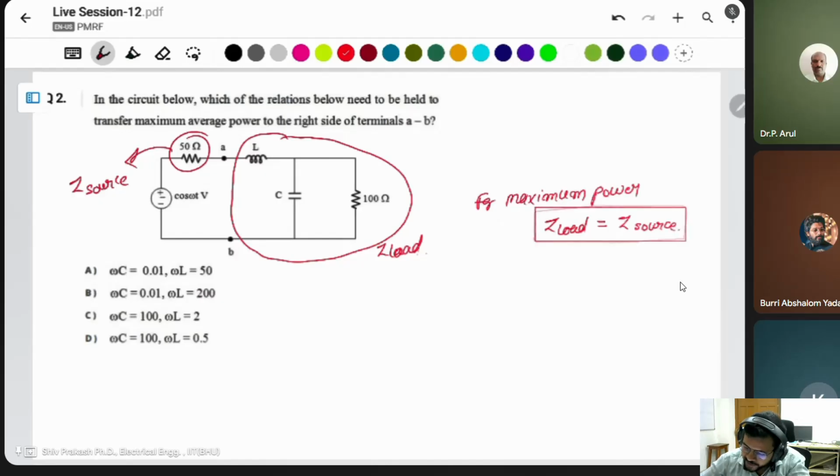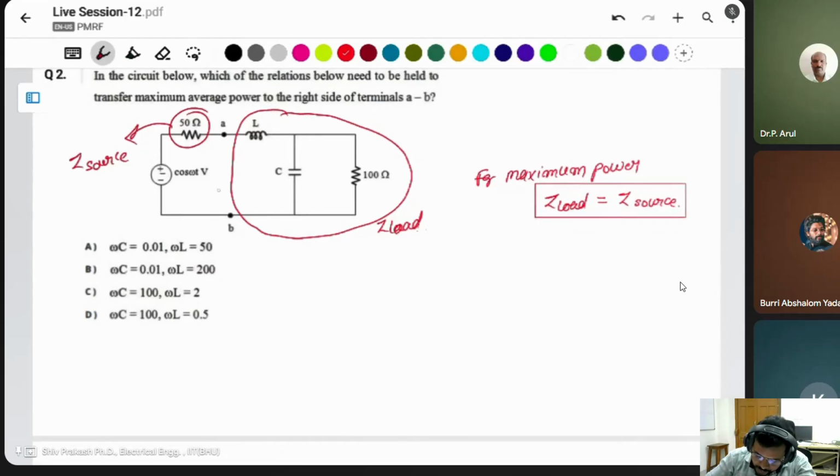If the load varies, let's see. C is variable and L is also given, though not mentioned; only the resistor is given, 100 ohm. The remaining things are varying. That's why the load is varying. Then the load should be equal to the source. Source is 50 ohm. Then you have to calculate the load impedance. We have to find the impedance at AB. What is the total impedance of this circuit?